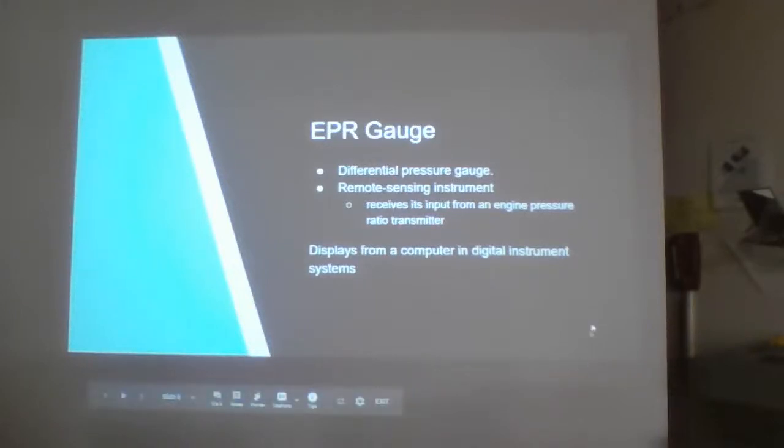Okay, so those are a couple of facts that we covered early on in this class. Remember, there are different kinds of pressure. This one is a differential pressure, and we also have remote sensing and direct reading. So this one is remote sensing.